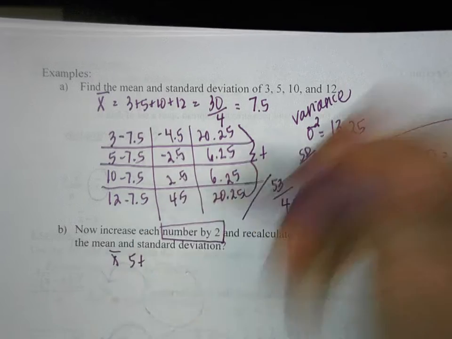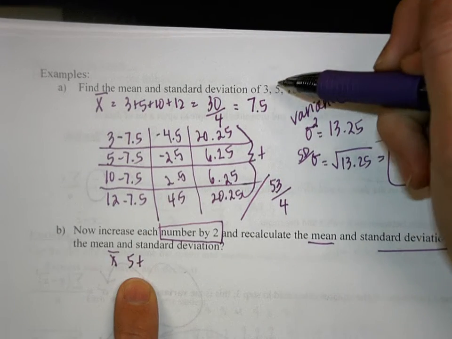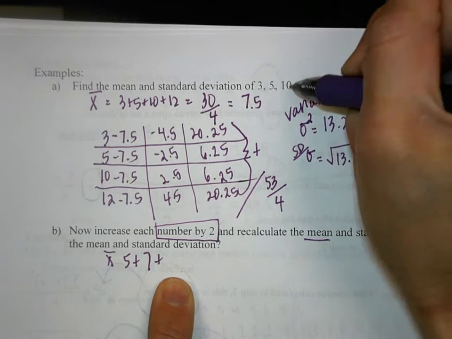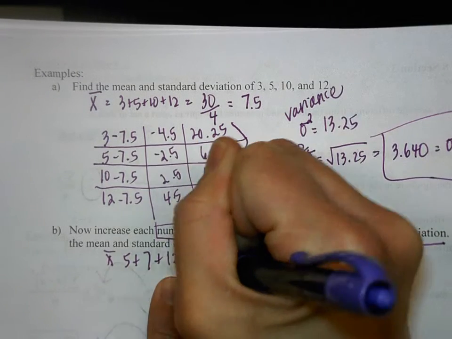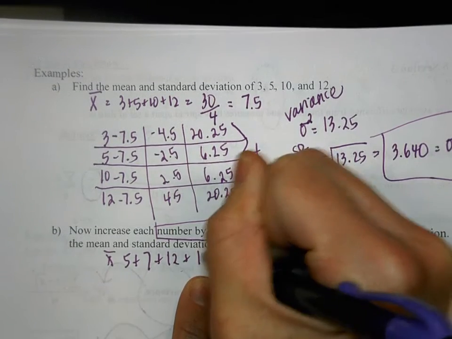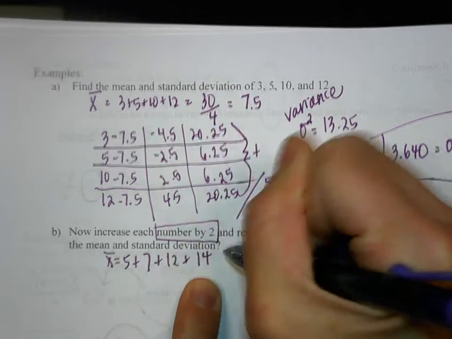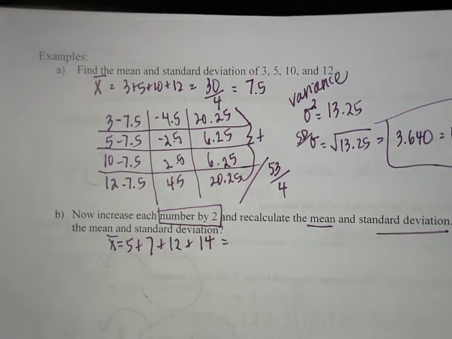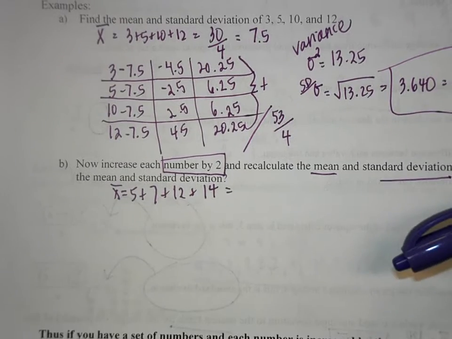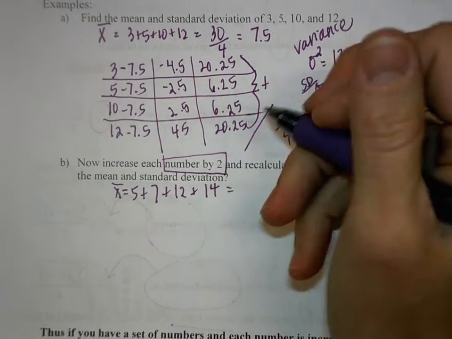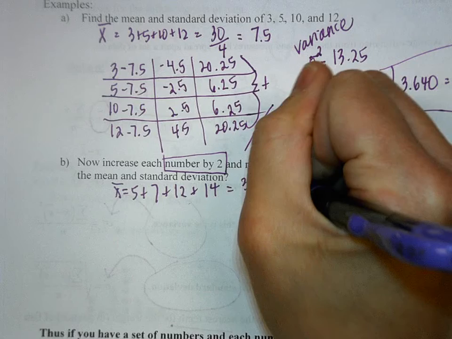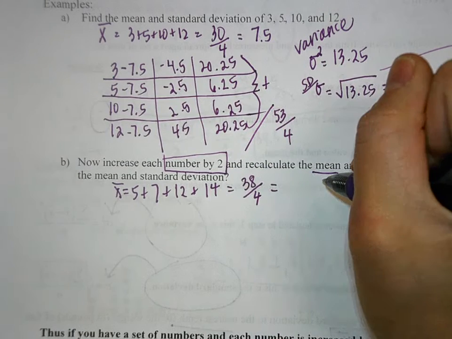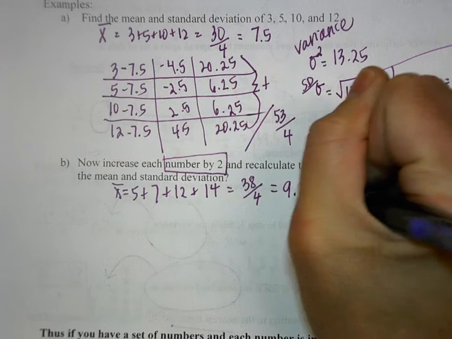5, because we go 3 plus 2 makes 5. Good. And then 5 plus 2 is 7. And then 10 plus 2 is 12. And then 12 plus 2 is 14. So now when we take that average, we add those up together. And what do you get? Good. And 38 divided by 4 is what? 9.5. Now right now I want you to look.